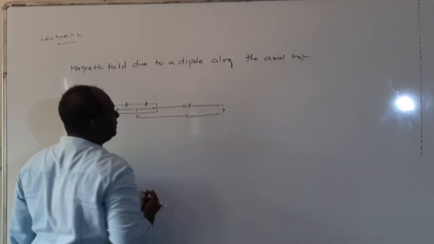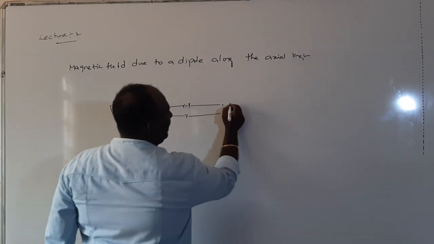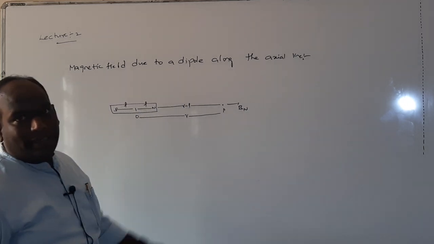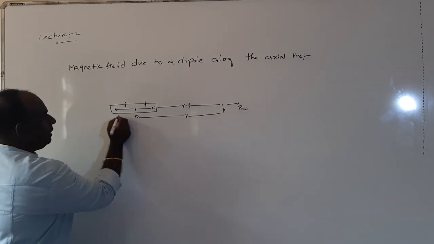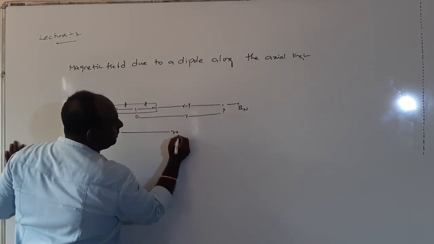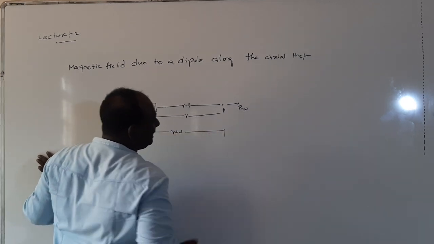r minus L. Because of this north pole at point P, the magnetic field is Bn. Bn is the magnetic field due to the north pole, and it is radially outwards. From the south pole, the point P is at a distance of r plus L. This distance is r, this distance is L. So from the south pole, this distance is L.